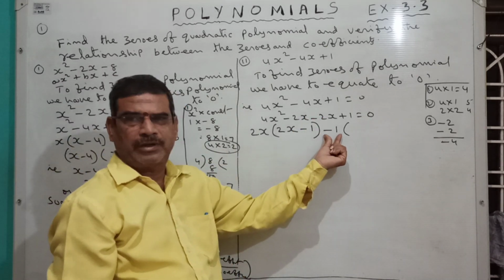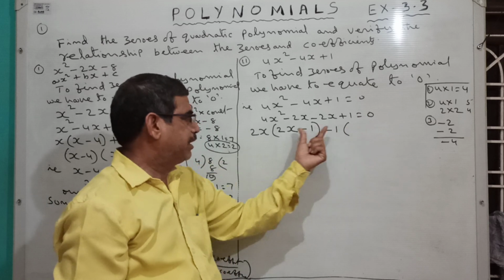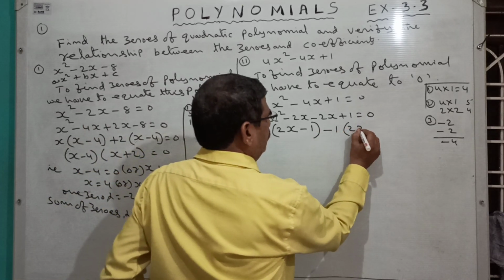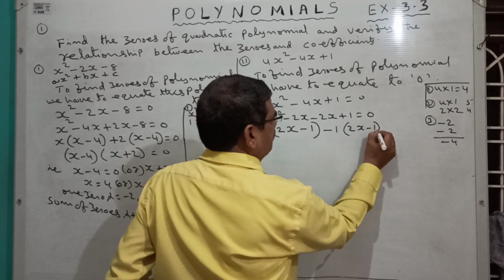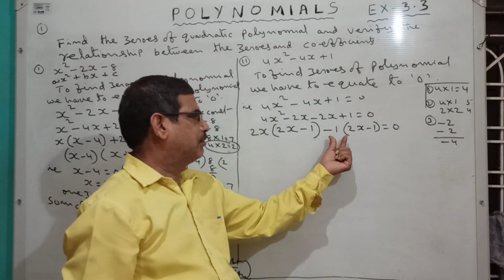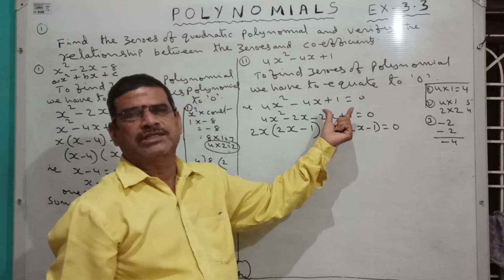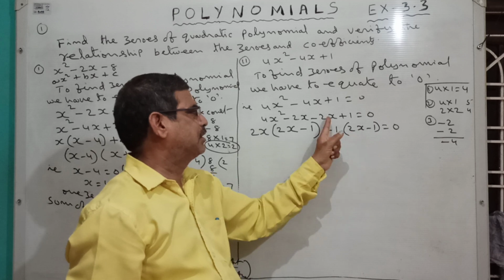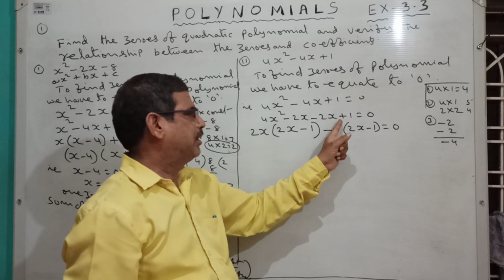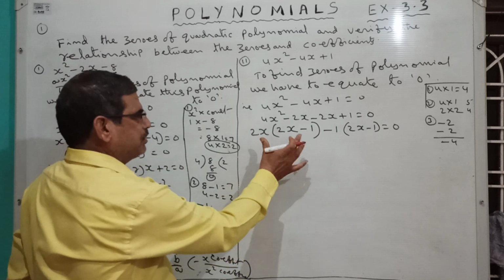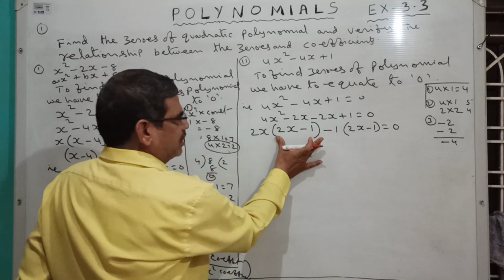After taking common, put a bracket and write what value is here. Here 2x minus 1 is equal to 0. That value is here. So multiply these two, guarantee this answer will come. Minus into plus, minus 1 into 2x, 2x; minus into minus, plus 1 into 1, 2. Same.